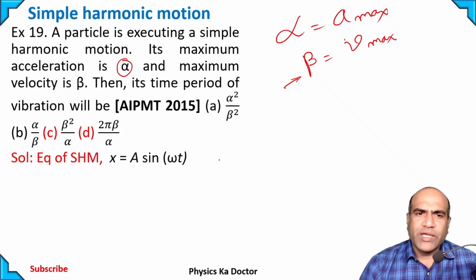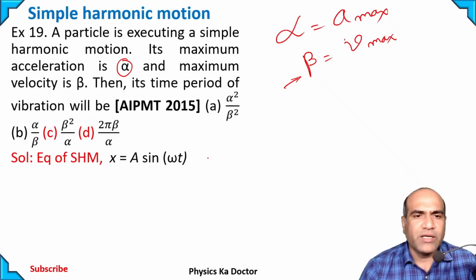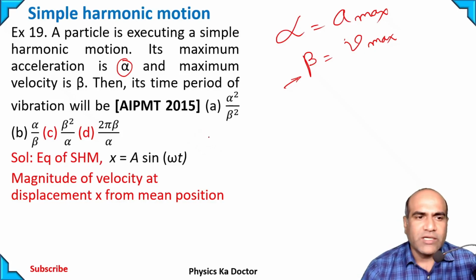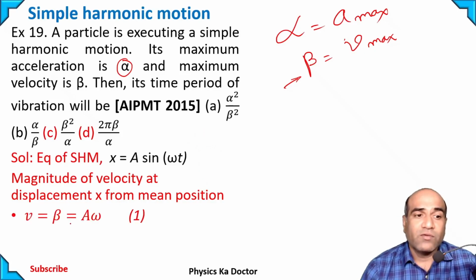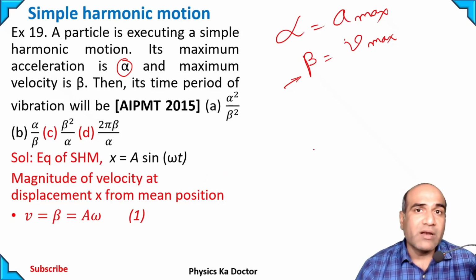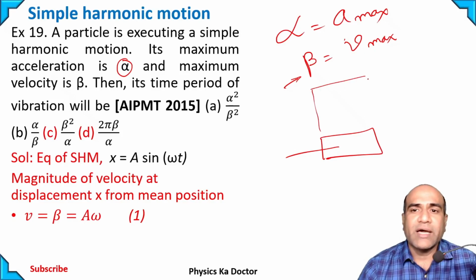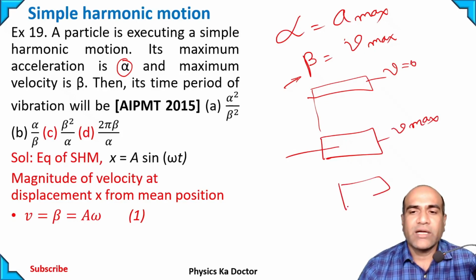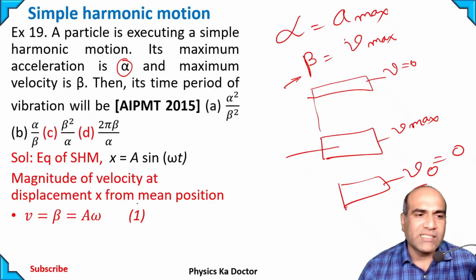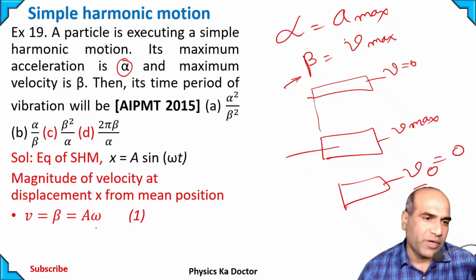Okay. So for the equation of motion, we know that x is equal to A sine omega t, and from this you can find the value. The magnitude of velocity at displacement x from the mean position is beta, and maximum velocity occurs at the middle position, at the center position. The object moves from the middle position and goes upward, so here velocity is 0, here v is maximum, again going down v is 0. At the middle position v is maximum, and maximum velocity is equal to A omega.